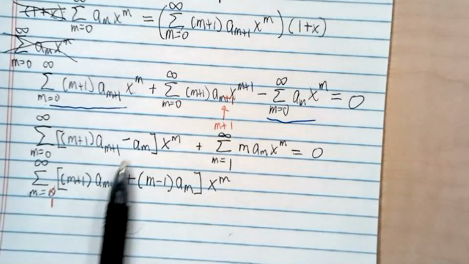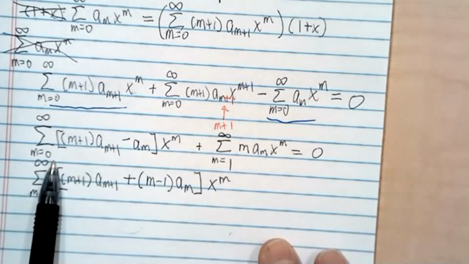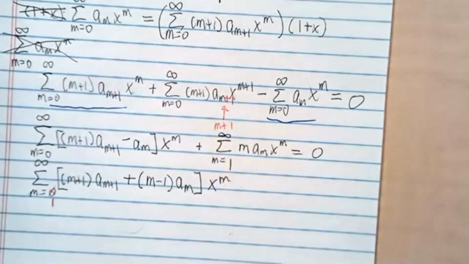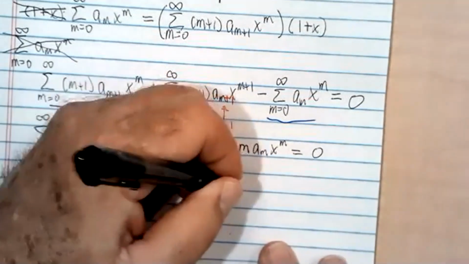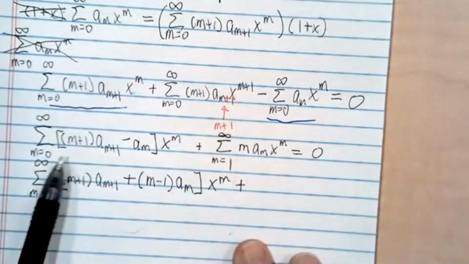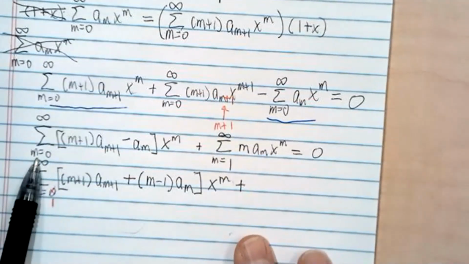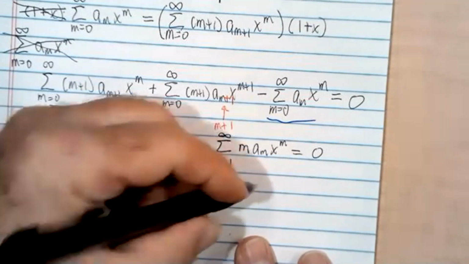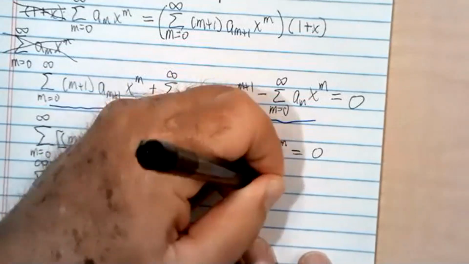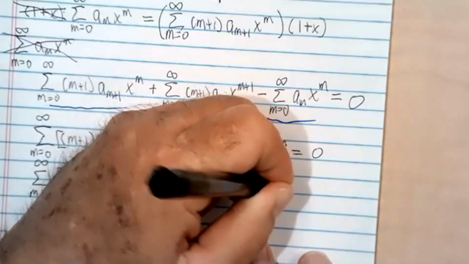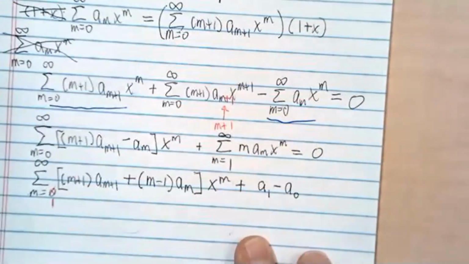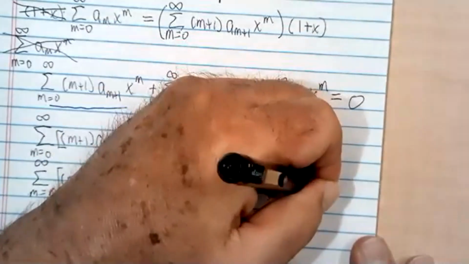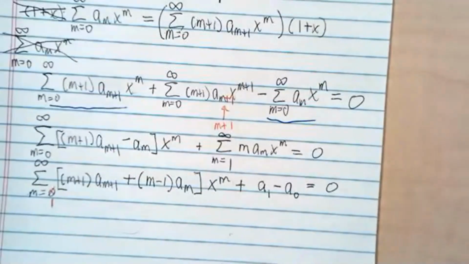And then I have the one exceptional term that comes out of this. When m equals 0, this is a special case. And sometimes we know that those will fold back into the other formula, but at this point we can't tell until we study it a little more carefully. When m is 0, I get 1 a_1 minus a_0 multiplying x to the 0, so times 1. And all that adds up to 0.